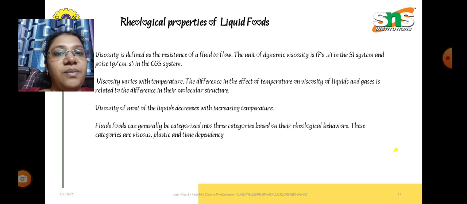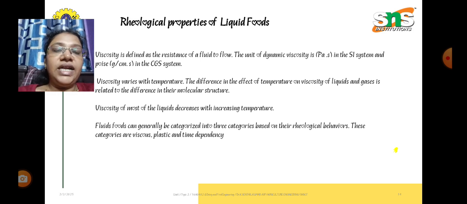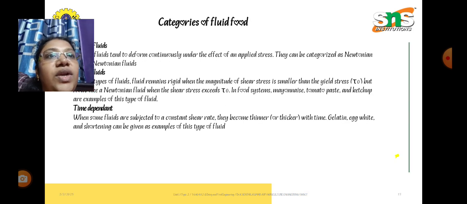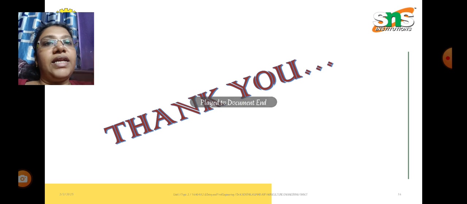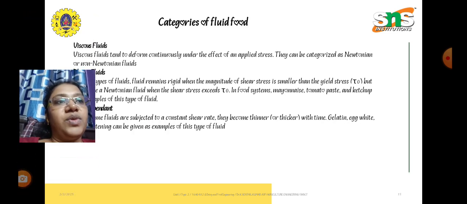For liquid foods, we relate it with the viscosity only. Viscosity, we all know, is the resistance of any fluid to flow. It will obviously vary with temperature, and the difference in the effect of temperature on this type of fluid we relate with the molecular structure present within them. Most fluids' viscosity will decrease when the temperature increases. The categories of fluid type of food are viscous fluids, plastic fluids, and time dependent fluids.